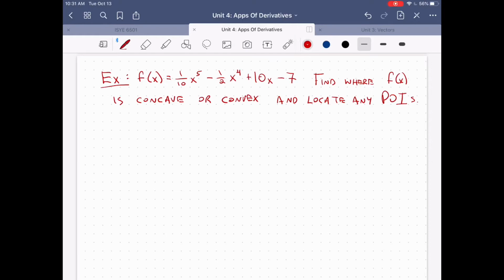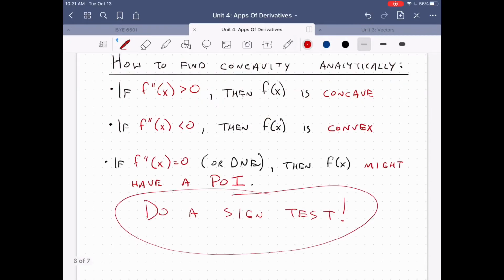Let's look at an example. If f of x is equal to 1/10 x to the 5th minus 1/2 x to the 4th plus 10x minus 7, find where f of x is concave or convex and locate any points of inflection. So we're going to do this just by calculating the second derivative.